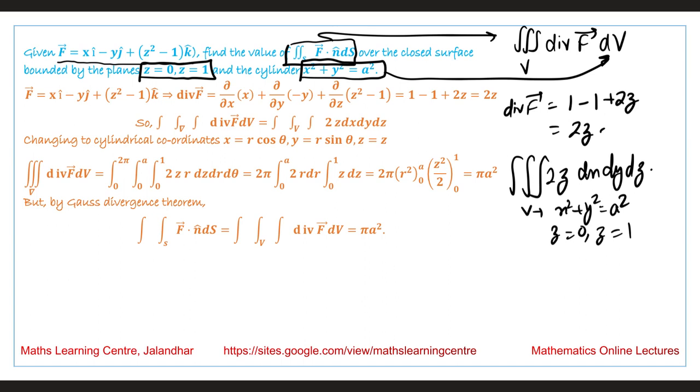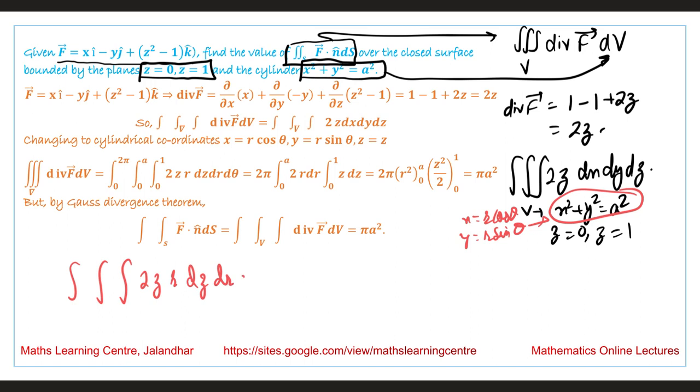Now if we convert this to polar form, the equation of this circle can be written with x equal to r cos theta, y equal to r sin theta, and z equal to z. So this integration will become the triple integral of 2z r dz dr d theta. The value of z varies from 0 to 1. The radius of this circle varies from 0 to a, and it is a complete circle, so theta will vary from 0 to 2 pi.